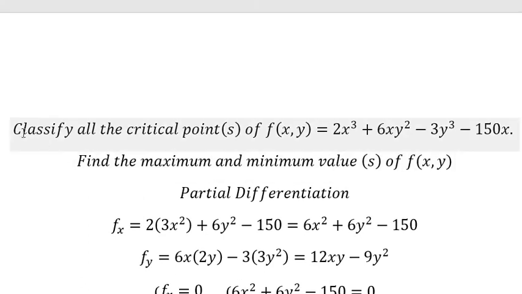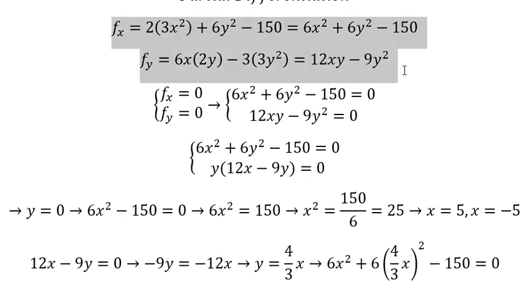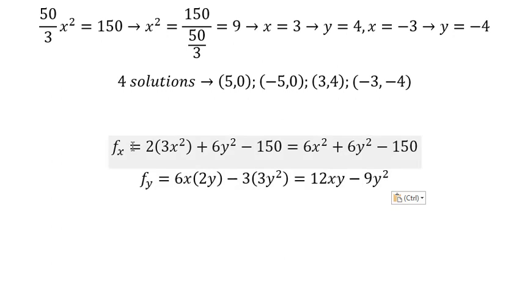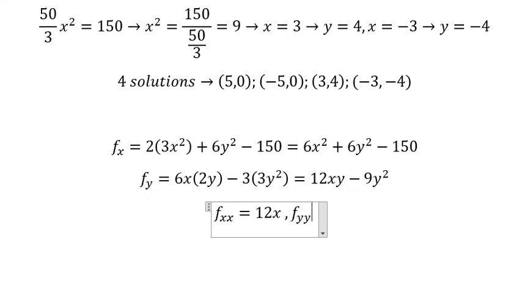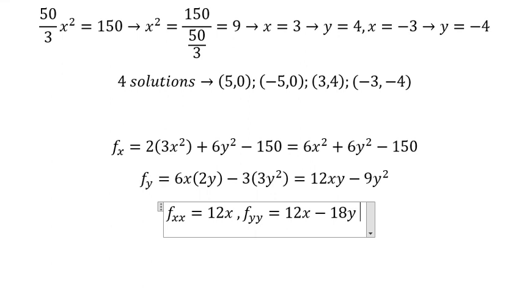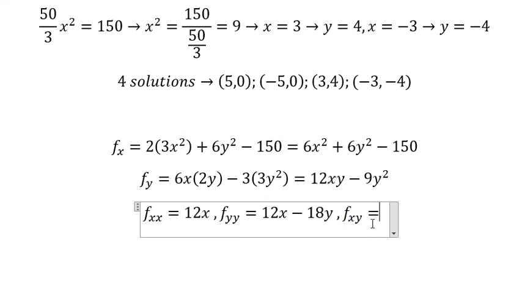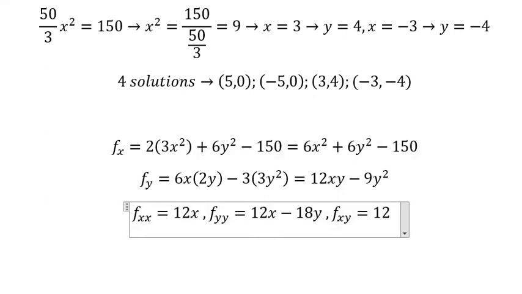Now, the question wants us to classify the critical points. To do this, we need to do the second derivative. So we need to take the derivative of the function f x with respect to x. We have this one in here, and you get 12x. Now we do f y. That means we take the derivative of f y with respect to y. So this one you get 12x minus 18y. And the next one is f xy, that is this one, so you get 12y.